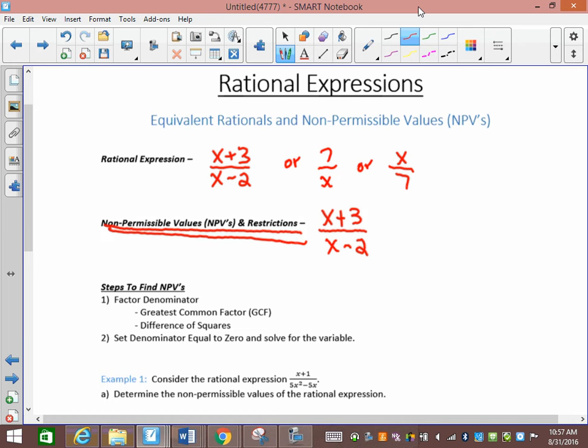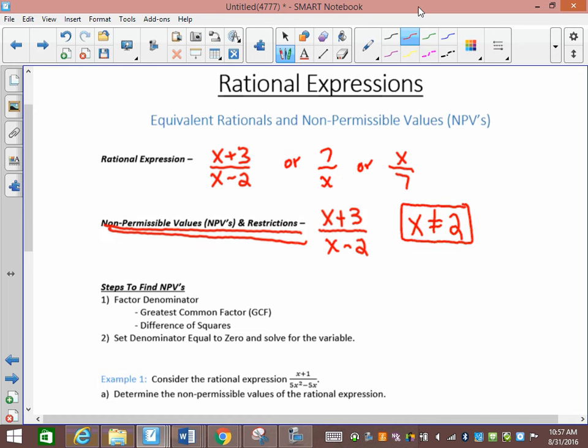So the non-permissible value or the restriction on the variable, the restriction means you're restricting that variable to something, right? It can't be everything. The moment your variable can't be everything, you have to state a non-permissible value, a value it can't be, or a restriction on that variable. That's why the words are interchangeable. They mean the same thing. So we say x can't equal 2, and we've restricted our variable to everything else but 2.